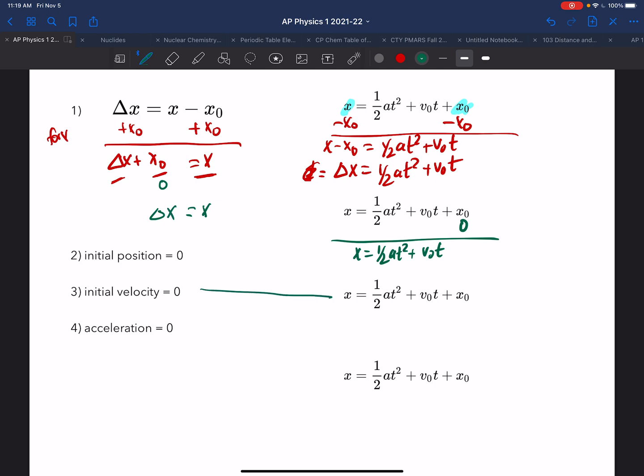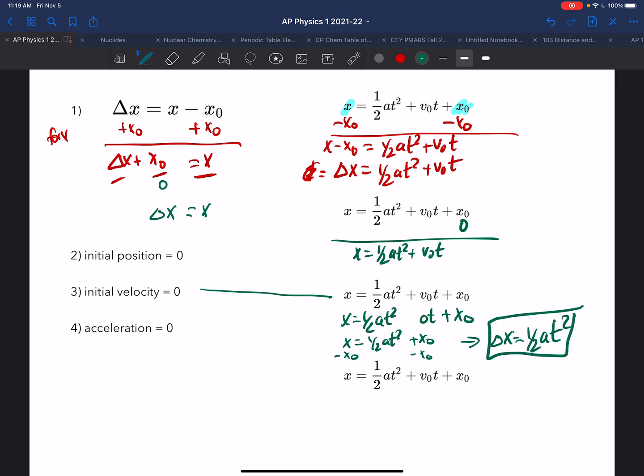In this next case, where the initial velocity is 0, we have x equals 1/2 at squared, 0t plus x0, and we end up with x equals 1/2 at squared plus x0. And of course, if we subtract x0 from both sides, we end up with delta x equals 1/2 at squared, which by itself is a very, very useful formula. We use that very often.